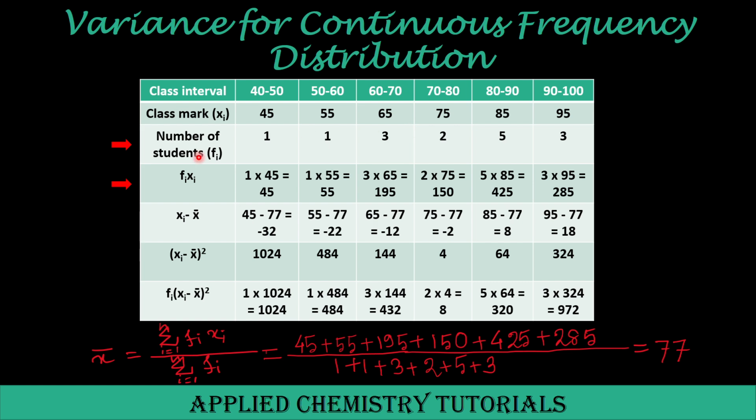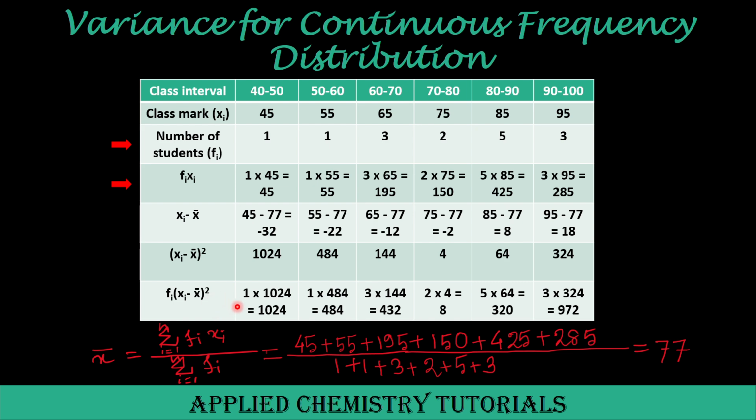Now that we have our value of x bar, we can focus on the bottom part of the table, where we calculate xi minus x bar. x bar is constant for all these class intervals, which is 77. For this particular column, xi is 45 minus x bar 77, equals minus 32. Similarly, for the 50 to 60 class interval, xi minus x bar equals 55 minus 77, equals minus 22, and so on. Now we take the square of these terms. So minus 32 square is 1024, minus 22 square is 484, and so on.